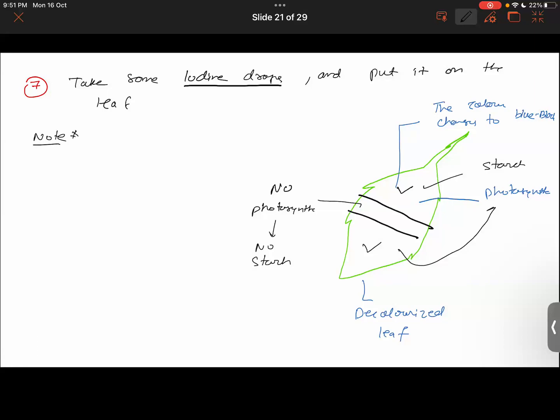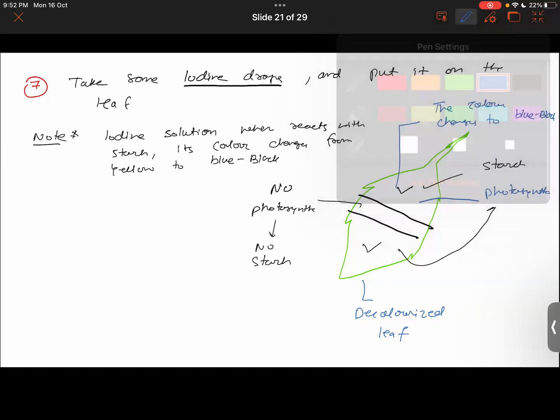Note this thing here. Iodine solution, when it reacts with starch, its color changes from yellow to blue black. Getting it now?